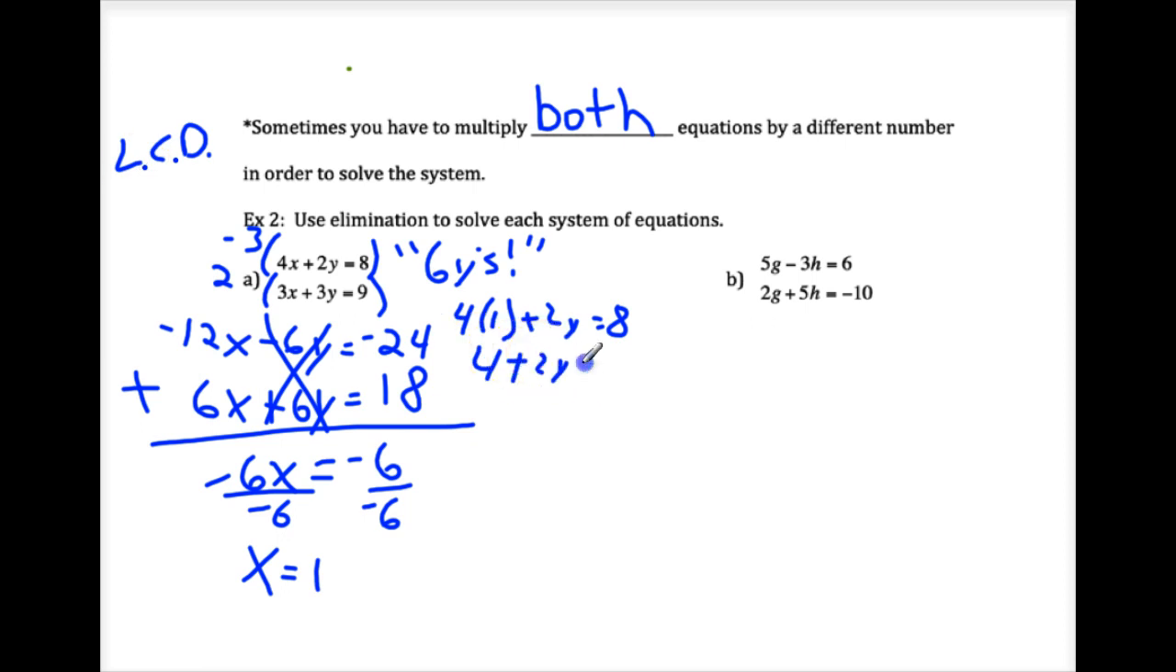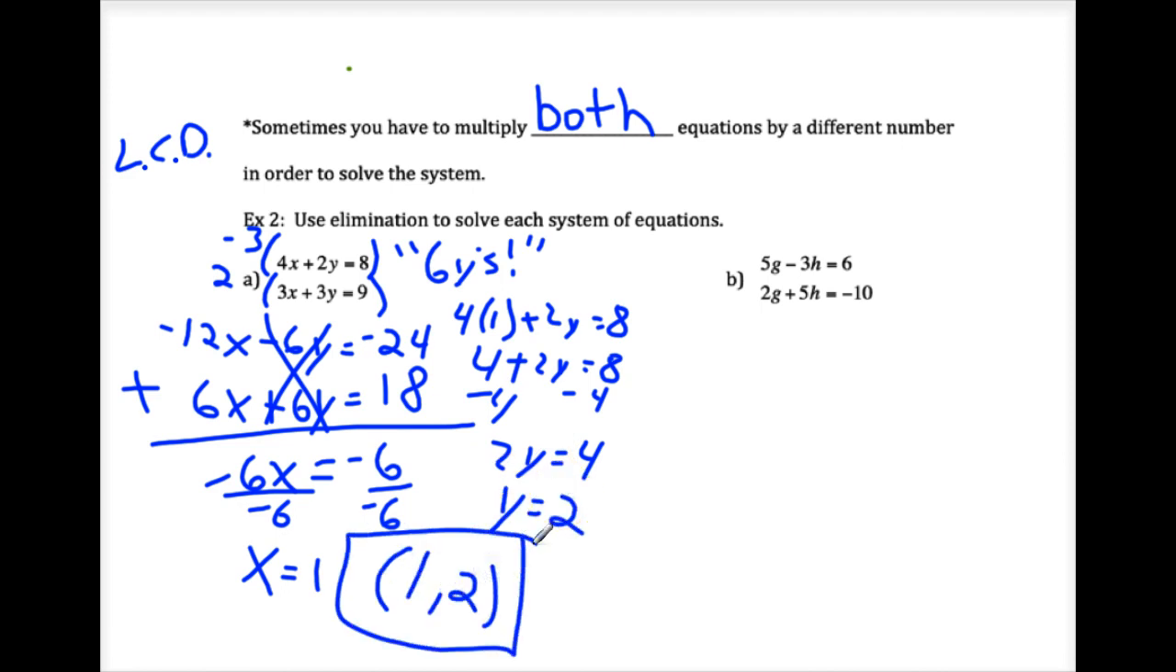4 plus 2y equals 8. Subtract 4. 2y equals 4. Y equals 2. The answer is 1 comma 2. Boom.